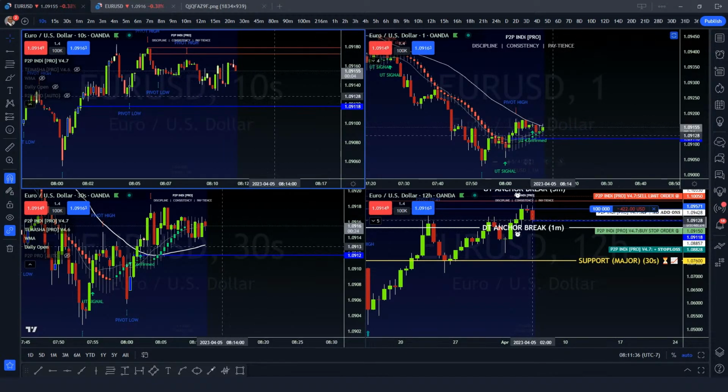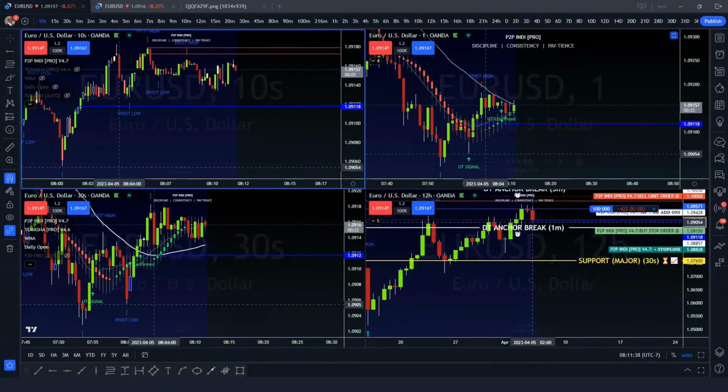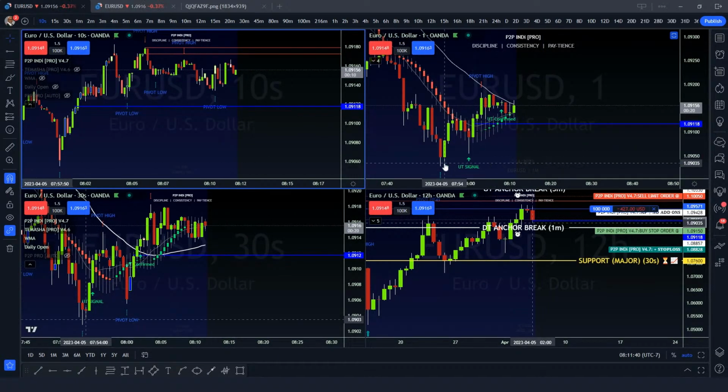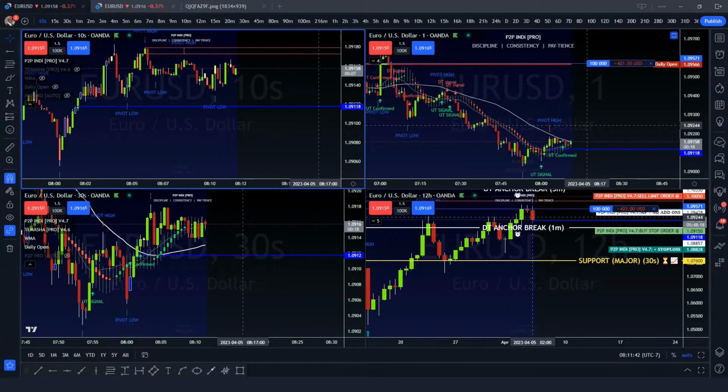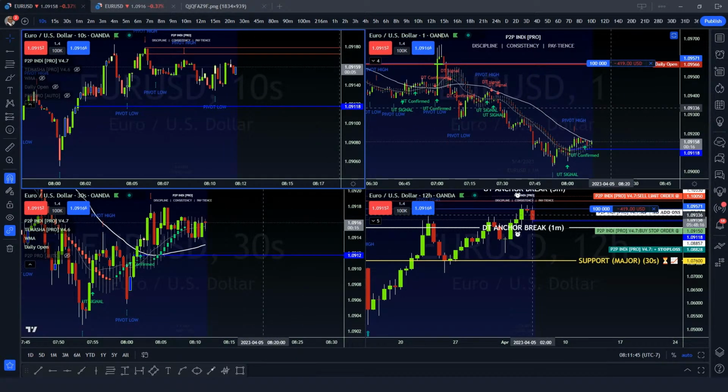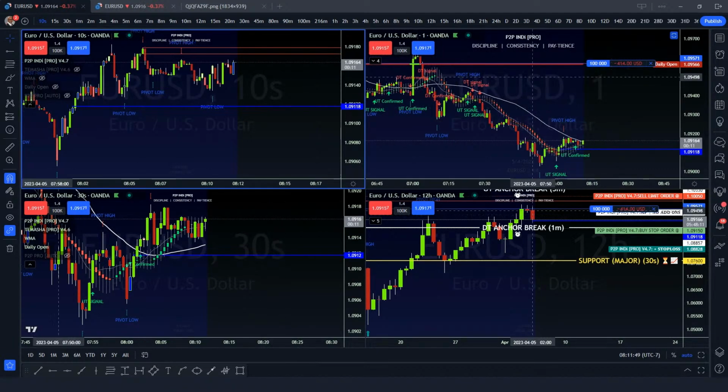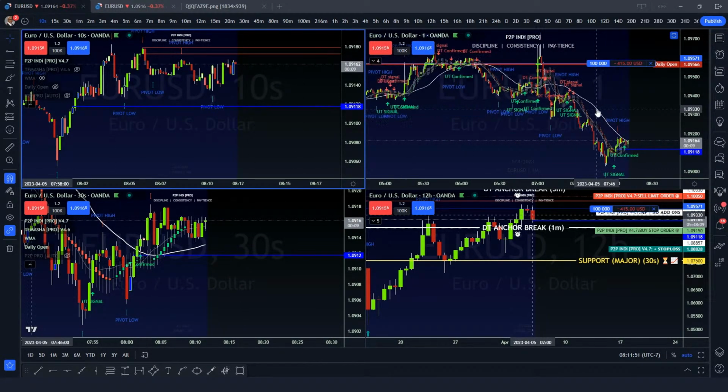Also, it looks like the 1 minute is starting to curve and turn. As you can see, we're starting to have some higher lows right here. What we would need to verify that this thing has actually turned is we're going to need price action to break the last pivot high. So that'll be this guy here.